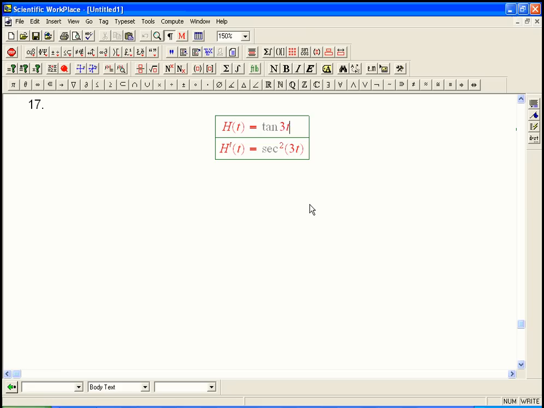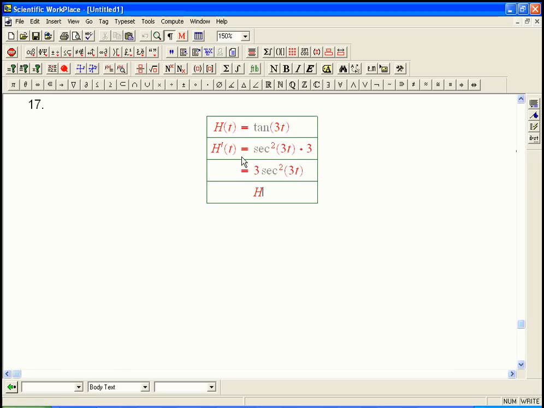I'm going to put parentheses in here to make it really clear that that's a function inside of a function. So we've got the derivative of the outer, but then the derivative of 3t gives you a times 3. And we'll just clean that up a little bit by putting the 3 in front. And now h double prime of t is just the derivative of that.